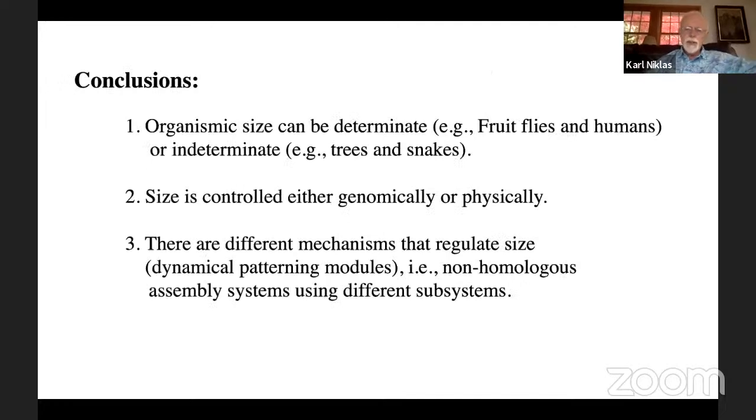some conclusions: organismic size can be determinate, examples, fruit flies and human beings; or indeterminate, trees and snakes are good examples. Size can be controlled either genomically, internally, or physically. And there are different mechanisms that regulate size, which I'm calling examples of dynamical patterning modules that perform the same function, but they're not homologous across different clades, different groups of organisms.